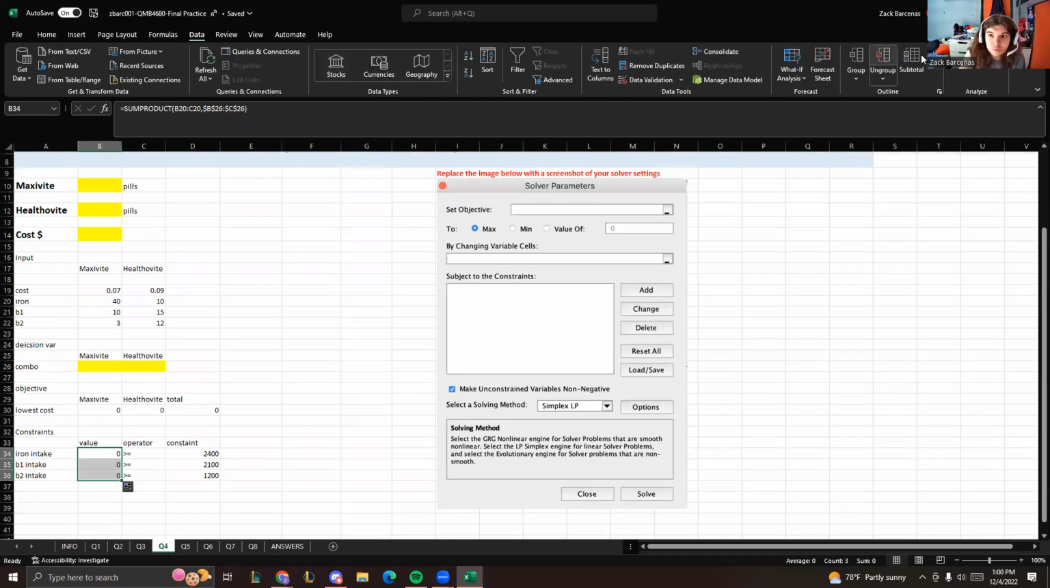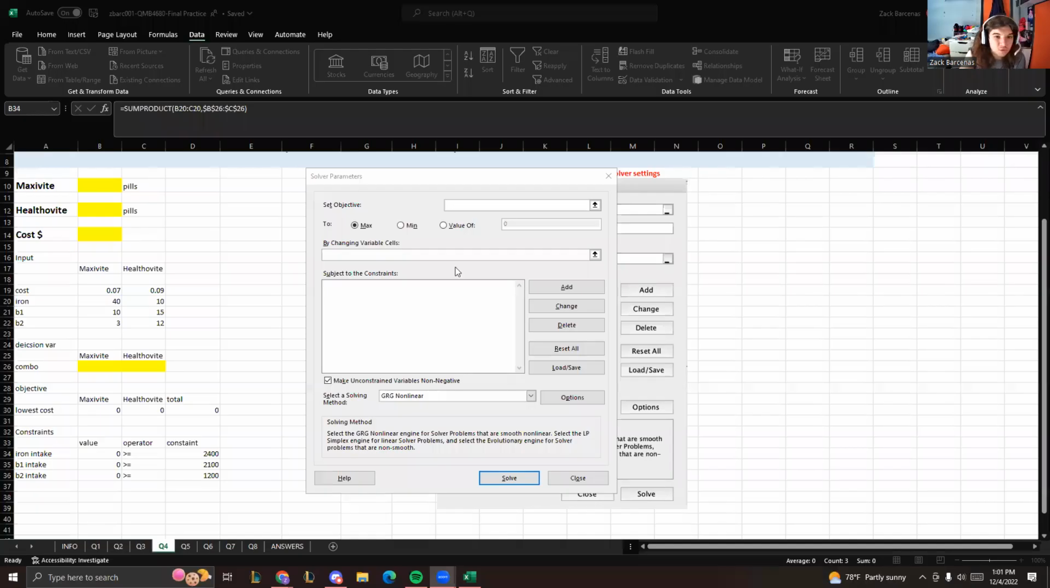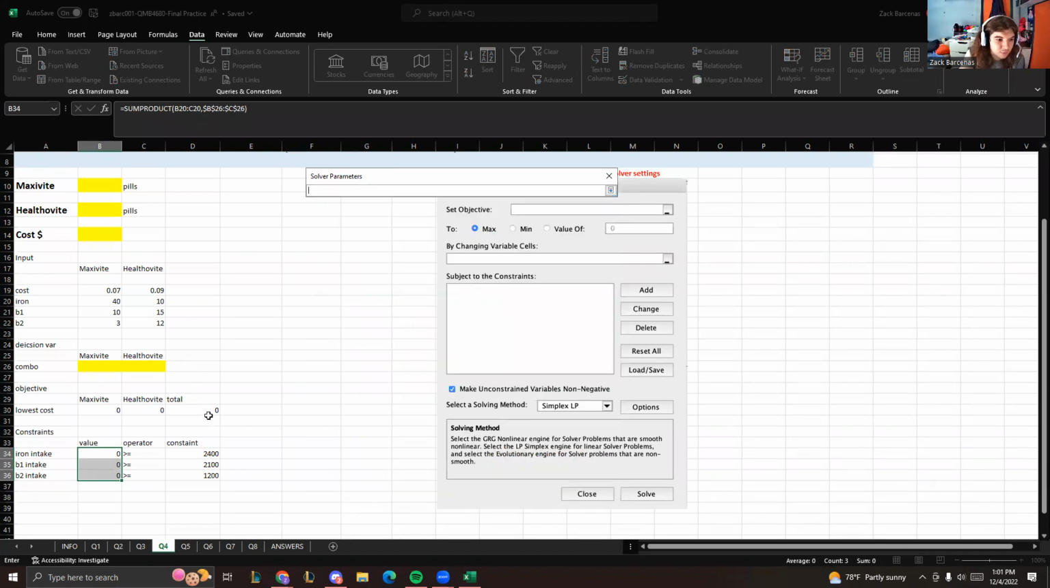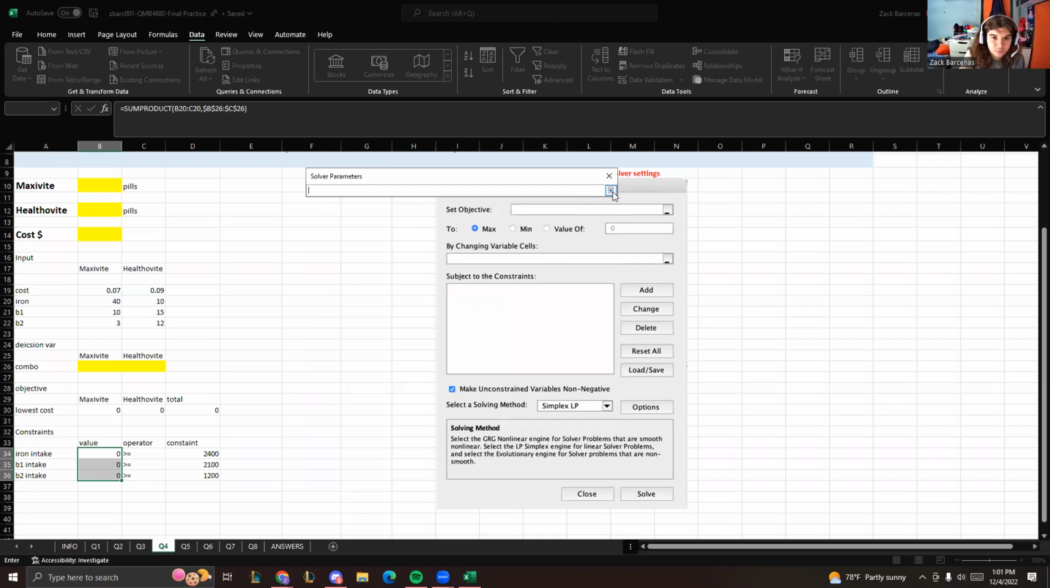So if you go to, not data analysis, we're going to go to the solver. So this solver, remember to change this to simplex LP. We want to change this one to minimum. And then, sorry, the objective, which would be the total. So it would be this one right here. And then changing variables on.